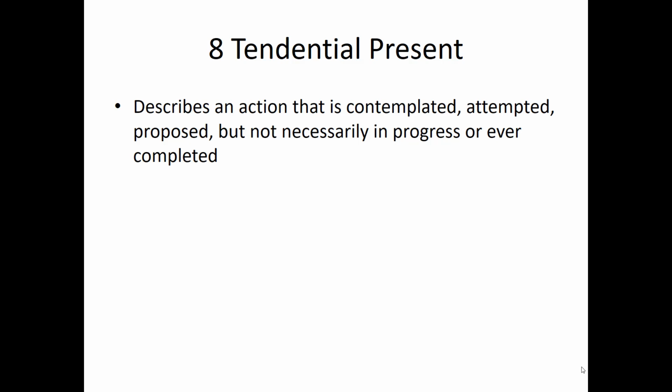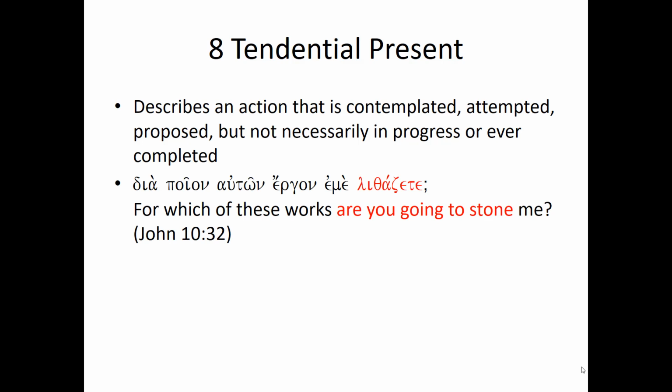The tendential present. This is when you're using the present tense for an action that's contemplated, or it's attempted, or it's proposed, but it's not necessarily in progress, and it's not even necessarily ever completed. In John 10:32, Jesus says, Dia poion auton ergon eme lithazete. On account of which work of these are you stoning me?